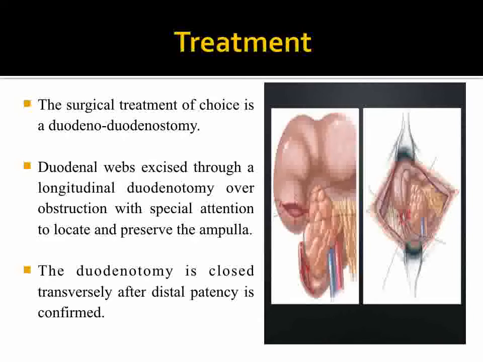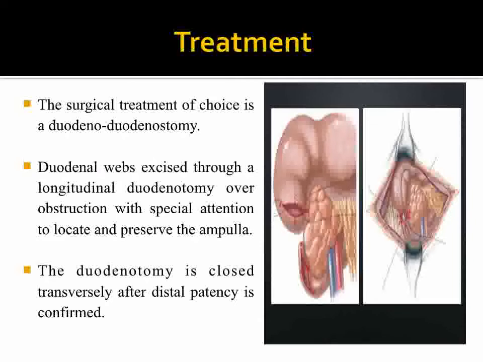This is done by anastomosing the duodenum before the obstruction to the duodenum after it, what we call duodenoduodenostomy. So we suture the duodenum before to the duodenum after. The surgical treatment of choice in duodenal obstruction is the duodenoduodenostomy.